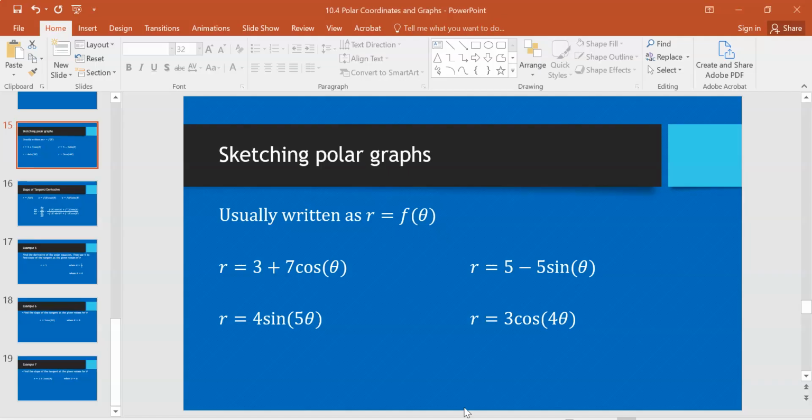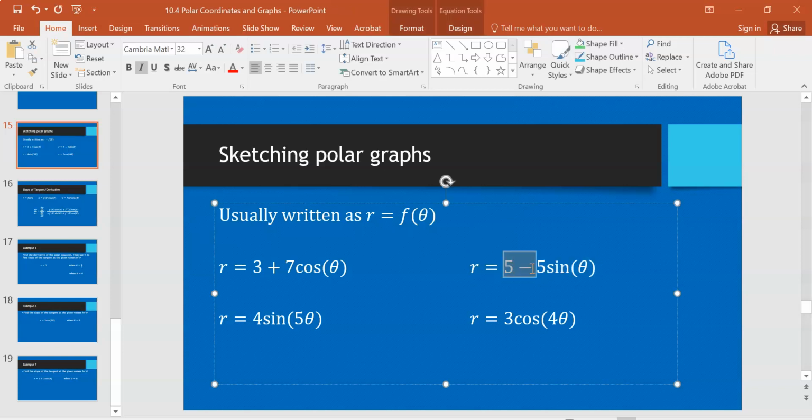Now, the next equation that I have you graph is 5 minus 5 sine theta. So I want you to see what happens, the difference between cosine and sine, and then what happens with the minus out here. So why don't you go ahead and do that? Graph r equals 5 minus 5 sine theta and see what you end up with. Push pause on the video if you would.